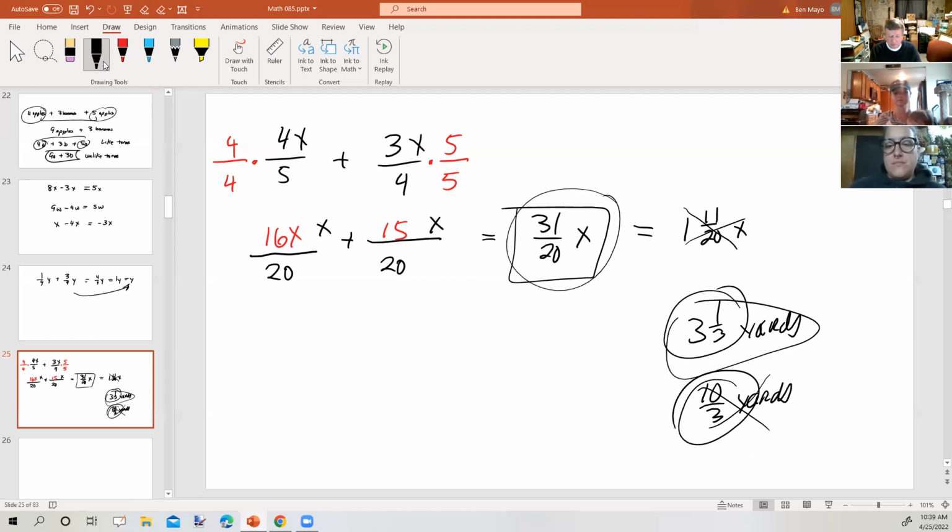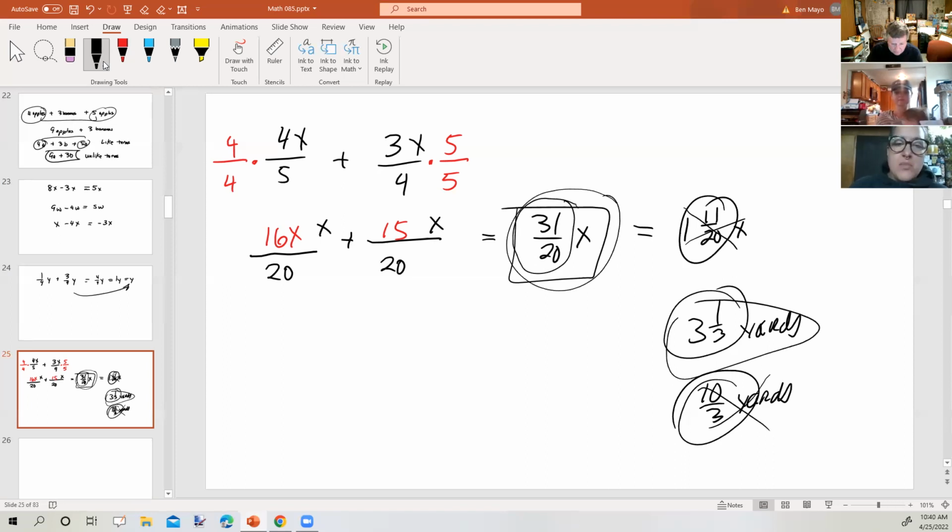Well, in algebra, unless there's units involved, like yards or miles or hot dogs, whatever, we tend to use improper fractions or proper fractions or decimals, but we tend to avoid a mixed number as a coefficient. Any questions about that?